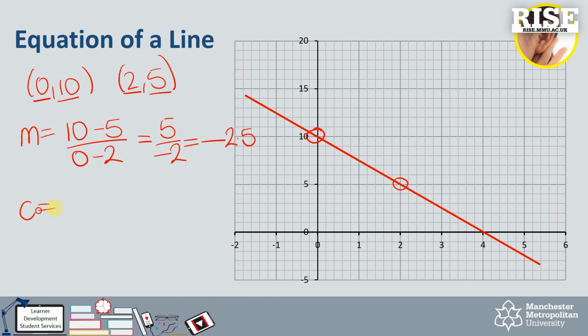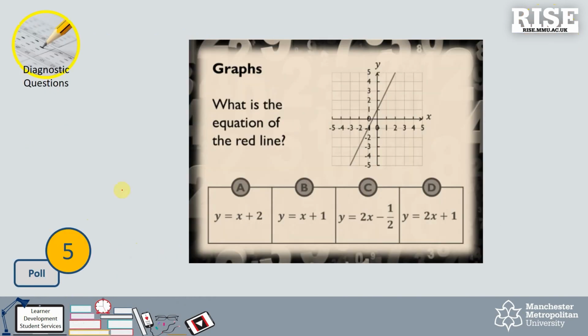Where does it cut across the y-axis? Here's my y-axis. It cuts across at 10, positive 10. So my equation of the line is y equals negative 2.5x plus 10. Have a go at these quick questions to find the equations of the lines.